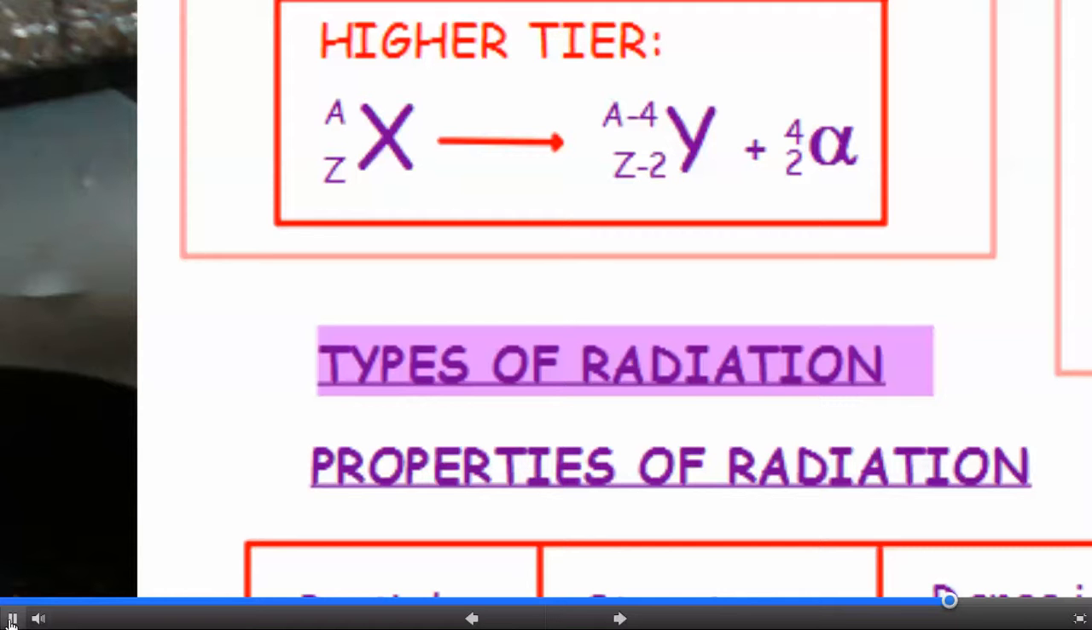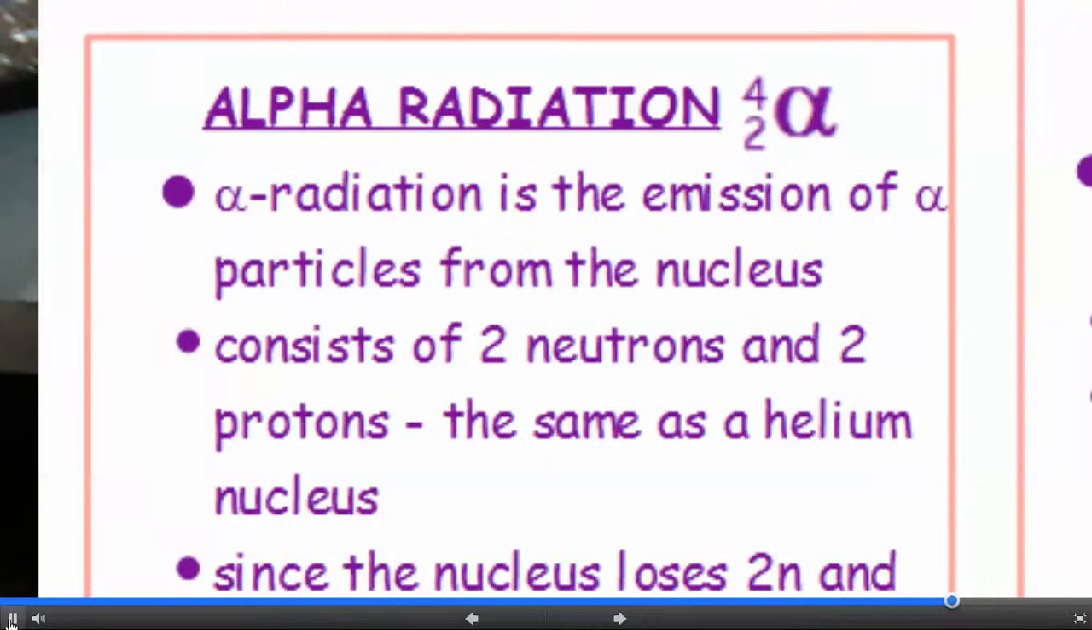Types of radiation. Alpha radiation. Now, this is the emission of alpha particles from the nucleus. And an alpha particle consists of 2 neutrons and 2 protons, which is basically the same as a helium nucleus. So it's got a mass of 4 and a proton number of 2, which is why the alpha particle is represented by that Greek letter alpha and then 4 and 2.